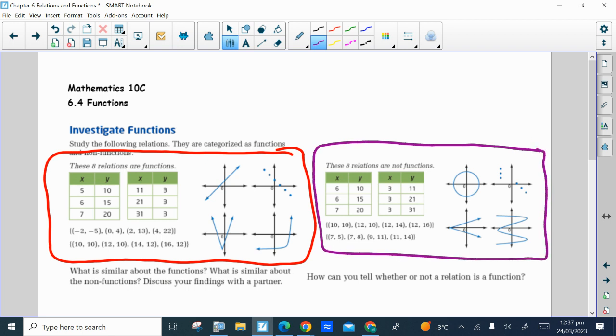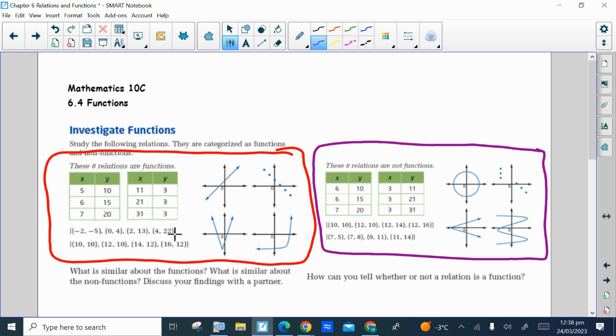So you can look at both of those sets and you might be able to pick out what is different about them. And what you would see is that in the first set, in the relations that are functions, there are no x values repeating, okay? In this first table of values, all the x values are different. Same thing with the second table of values. All the x values are different. It doesn't matter that in the second table of values, you have y values that repeat. That doesn't matter. What is unique about these is that all the x values are different.